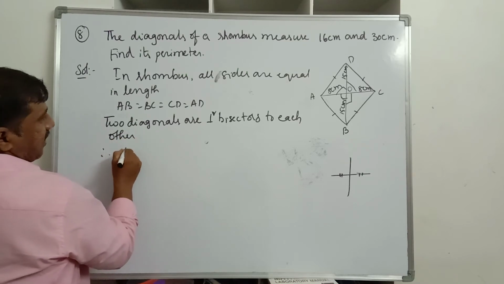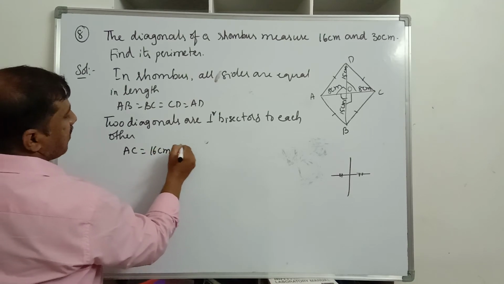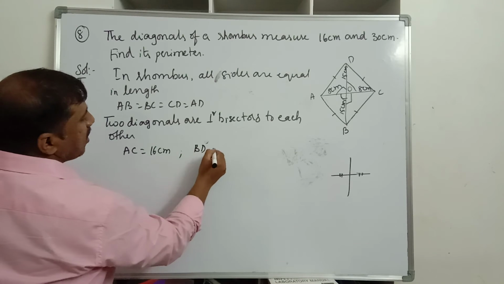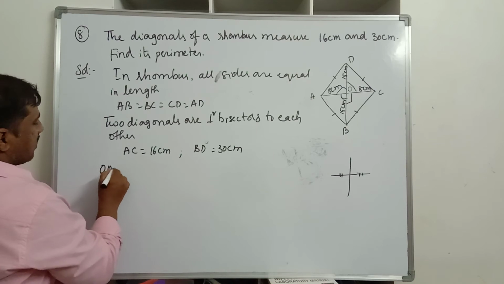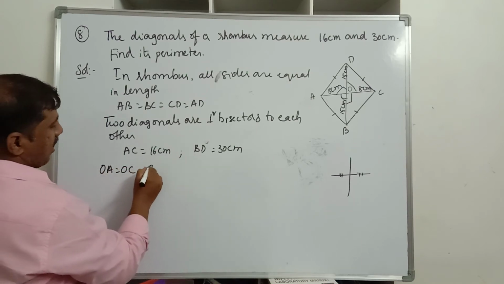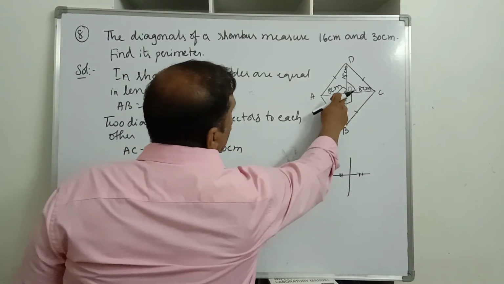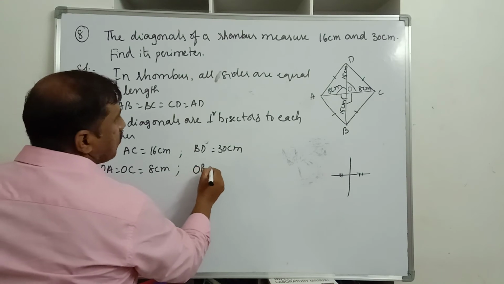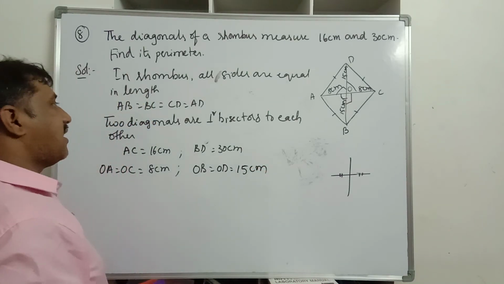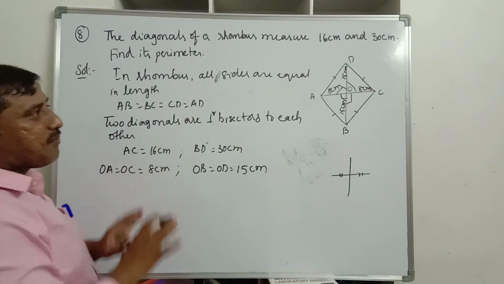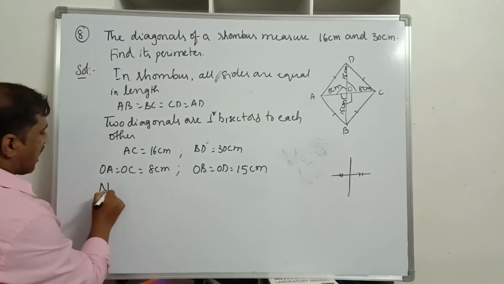Therefore, it is given AC is equal to 16 centimeters and BD is equal to 30 centimeters. So AC is divided into two equal parts, that is OA is equal to OC, that is equal to 8 centimeters. Similarly, BD is divided into two equal parts, that is OB and OD. OB is equal to OD, that is equal to half of 30, it is 15 centimeters. And they are perpendicular bisectors, means at the point O the four angles are equal and each angle is 90 degrees.